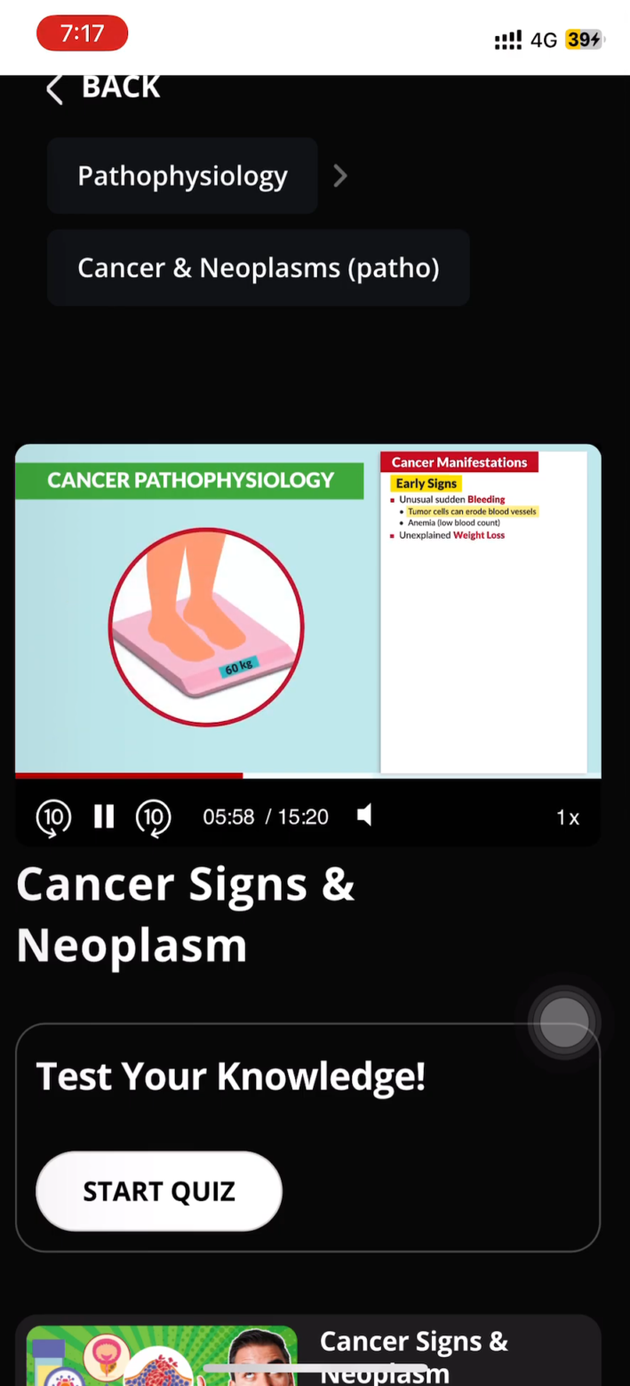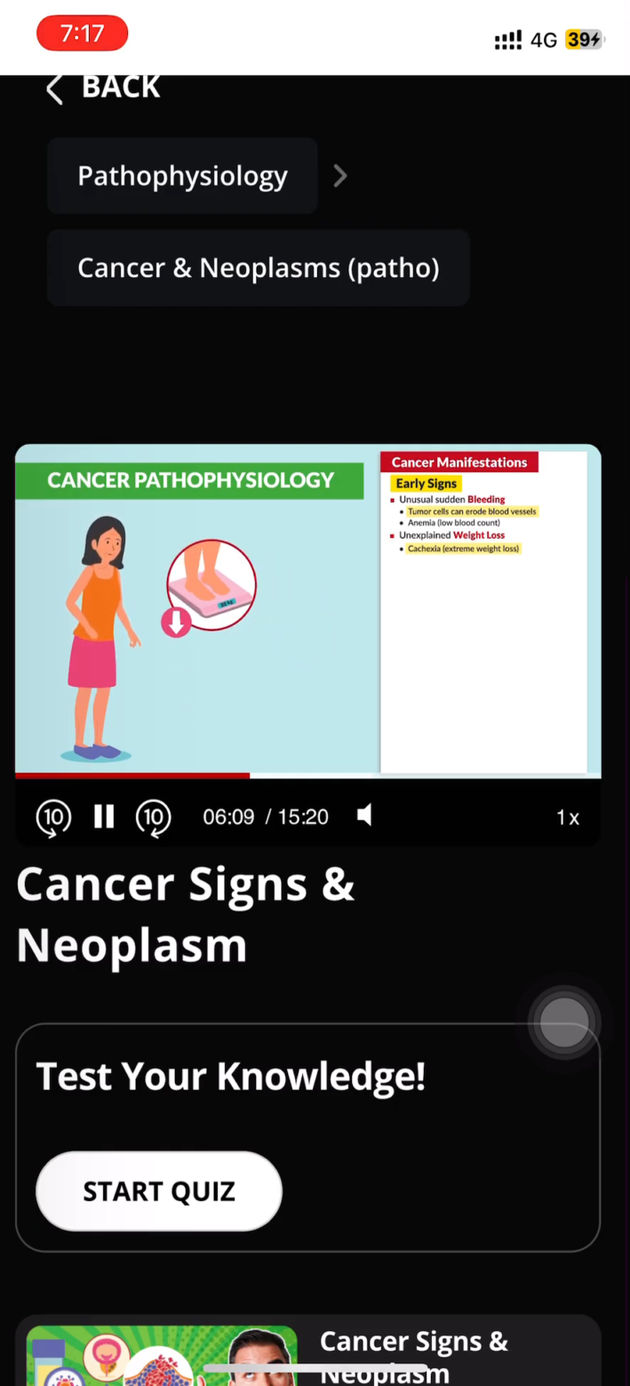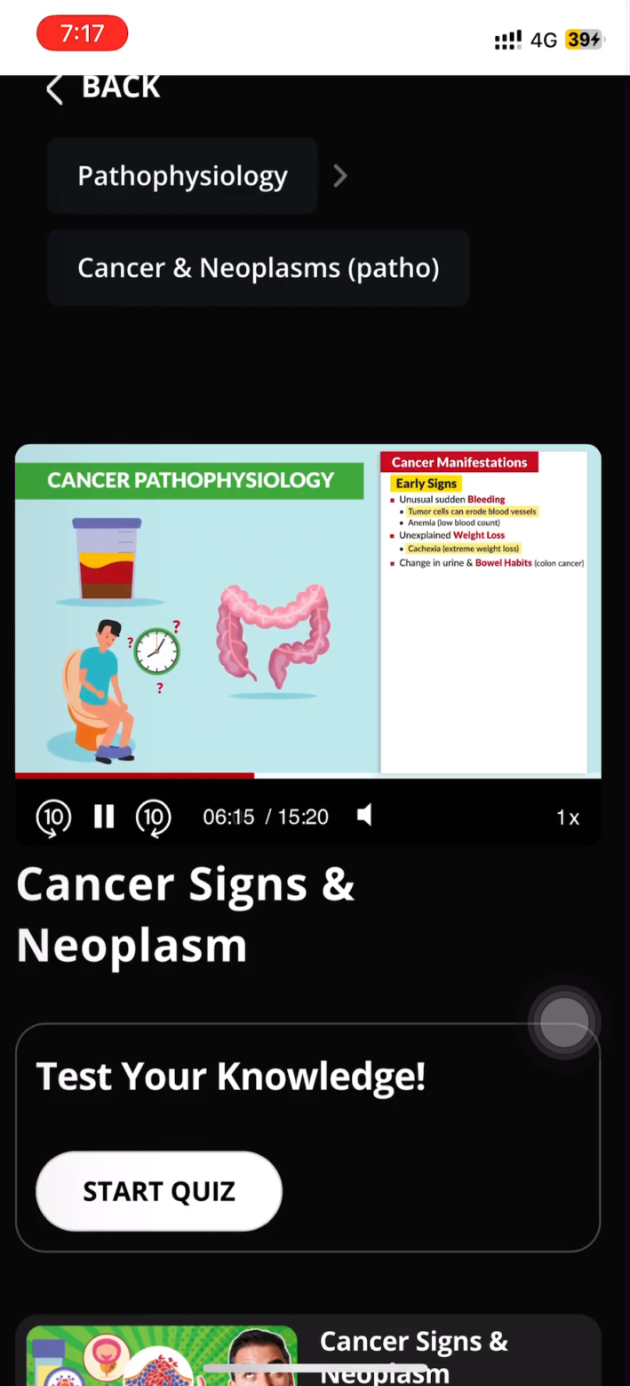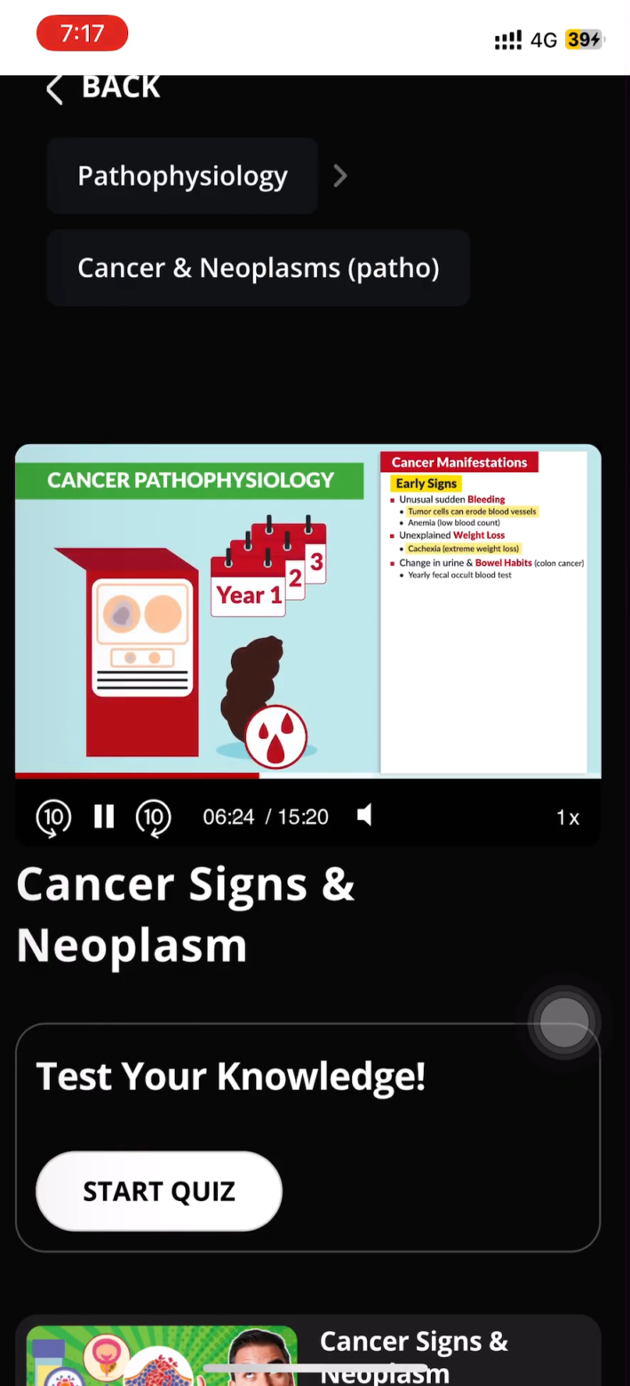Next is unexplained weight loss. So please be sure to write this key term down. Cachexia is that extreme weight loss. It's basically a wasting disorder that's caused by extreme weight loss and muscle wasting, and can include loss of body fat. Next is a change in urine and bowel habits. This typically indicates colon cancer for a change in bowel habits. Now, a yearly fecal occult blood test is recommended for this.